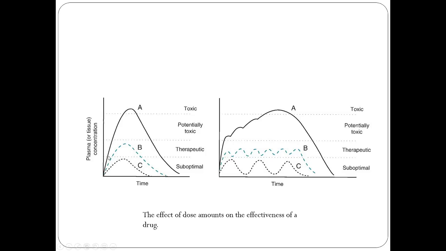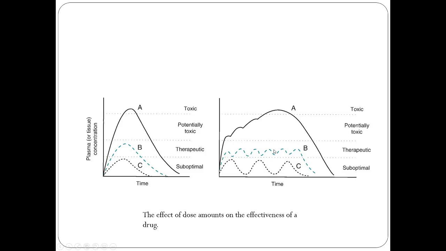So here's an example of a chart of plasma or tissue concentration of a drug over time. So we give the medication. If we give too high of a dose, it can become toxic in a very short period of time. If we give the right amount of dose, here is our therapeutic level. It's going to stay within the therapeutic level, but again, over time, it's going to start to decrease. If we give less than the correct amount of drug, we're never going to reach that therapeutic level, and it will decrease a little sooner.